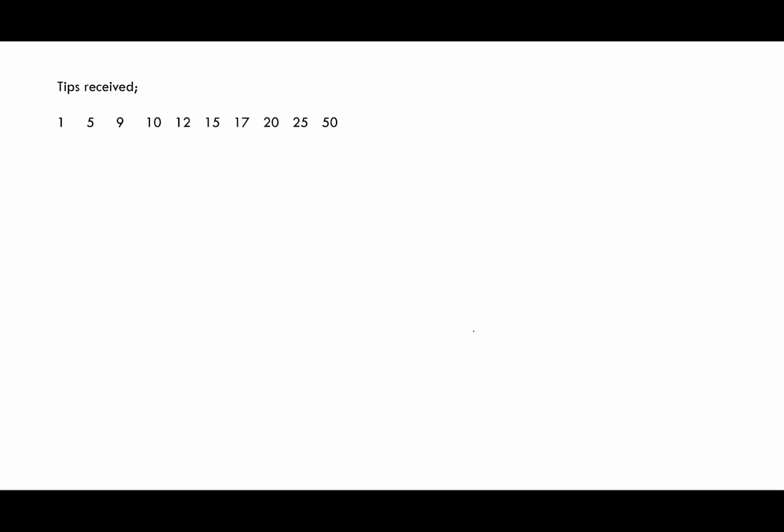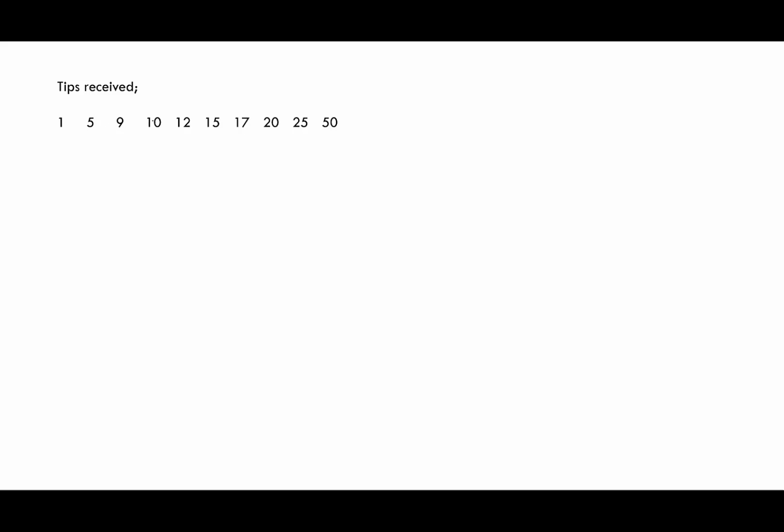So let's say we worked in the service industry and we got tips during a particular shift that were 1, 5, 9, 10, 12, 15, 17, 20, 25, and 50. Are there any outliers there? What do I need to do to figure out if they're outliers? I need to know what is Q1, what is Q3, what's the IQR, and then we can look for our fences. So I have 1, 2, 3, 4, 5, 6, 7, 8, 9, 10 data points.